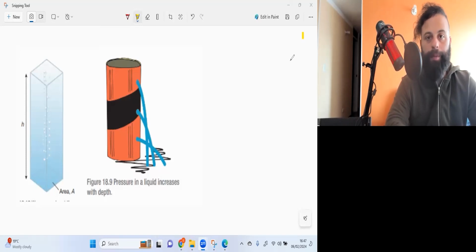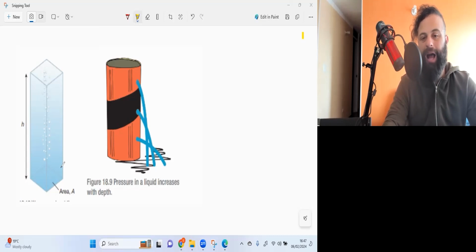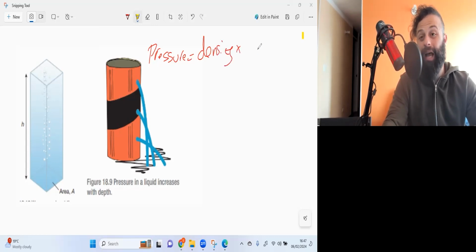So now what I'm going to talk about is pressure, and the relationship between pressure and the depth of water. Now, pressure is equal to the density of either the liquid or the water times gravity times the depth.